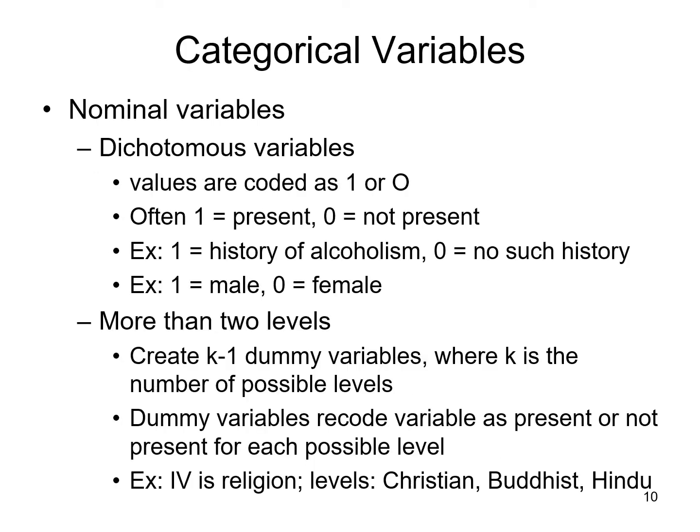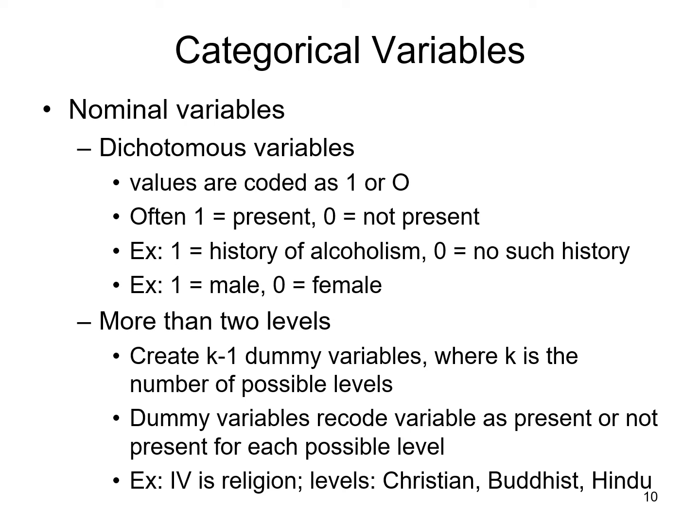Now, we did talk briefly about how you can basically take categorical variables and put them into a multiple regression. And again, if it's nominal, a dichotomous variable, values are simply coded as 1 or 0. 1 present, 0 not present. 1 a history of alcoholism, 0 no such history. 1 male, 0 female. However you're actually defining it, generally we're going to code it as zeros and ones when we put it into a multiple regression. It's just a little easier to keep track of.